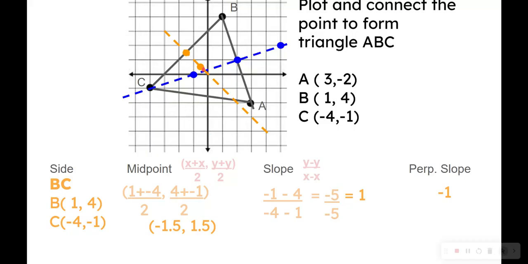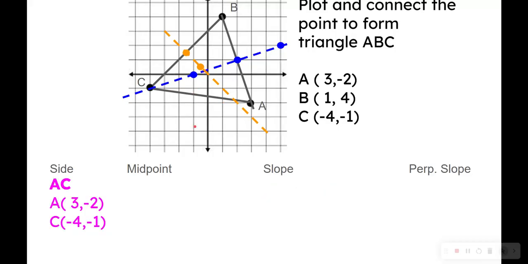And yes, they intersect, but we need to intersect all 3 of our perpendicular bisectors because you might have messed up on one of them. So this is a good catch. So AC, the midpoint of AC, hopefully you already did this, is (negative 0.5, negative 1.5). Good, it's on my line.